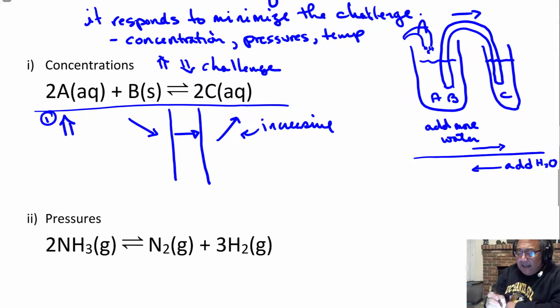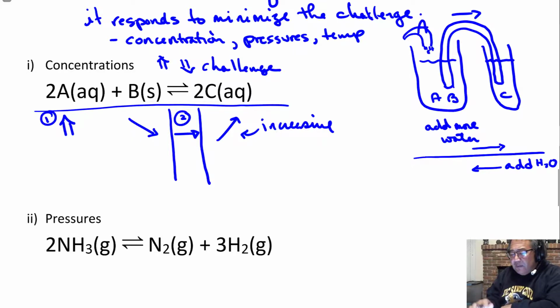So on first glance, this is the first thing I do. Look at the challenge. The second thing I do is I go like that, right? I decide which way the reaction has to shift to get back to that balanced situation. And then I can predict what each of the things is going to do. I would predict that this goes up in concentration, and I would predict that this goes down in concentration.